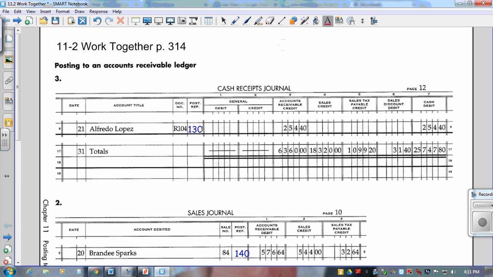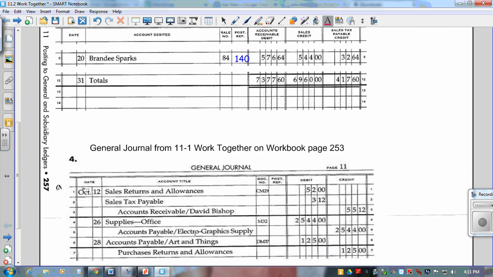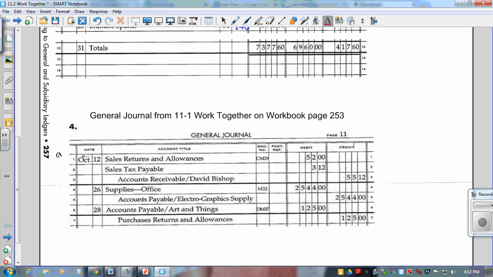Step number 4 says to post the credit entry on line 3 of the general journal to the accounts receivable account for David Bishop. So I'm going to my general journal. Mine is down here. You're going to find yours on page 253 of your workbook. It was part of the 11-1 work together assignment that you did yesterday. I'm going down to line 3. Here's my accounts receivable for David Bishop.